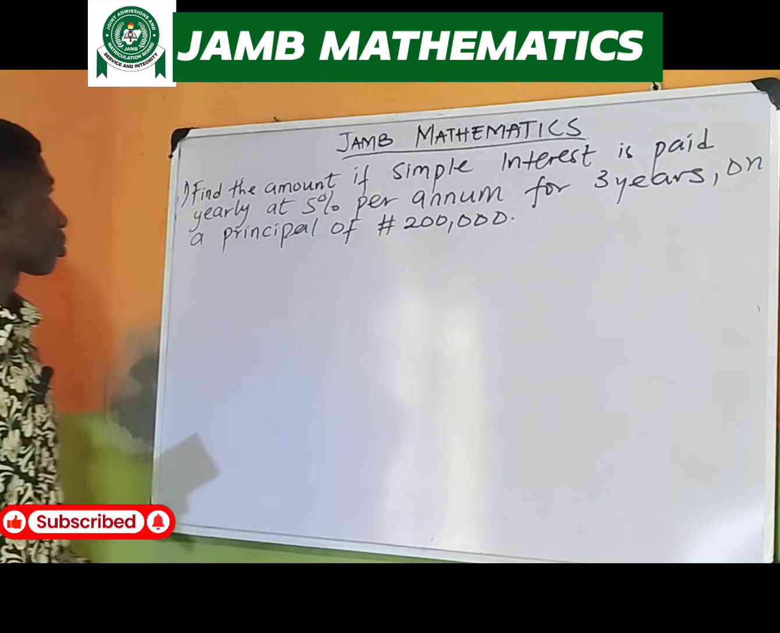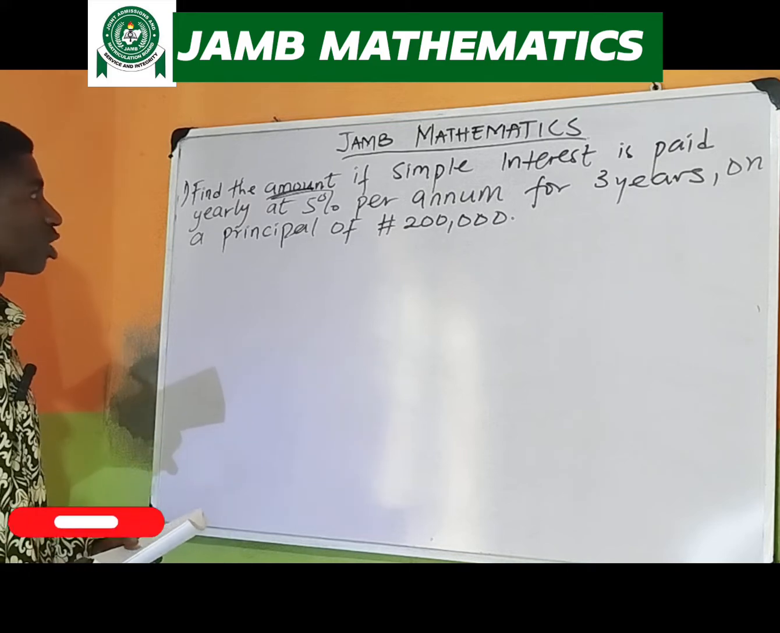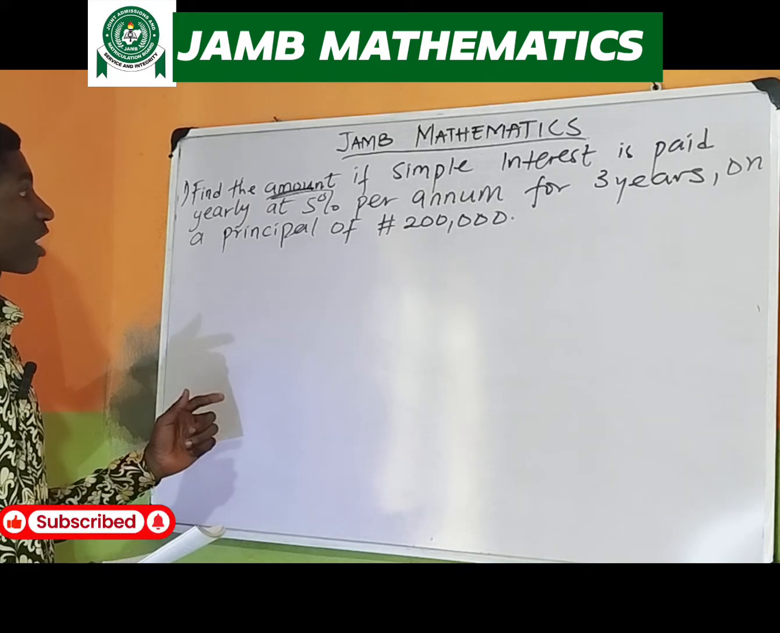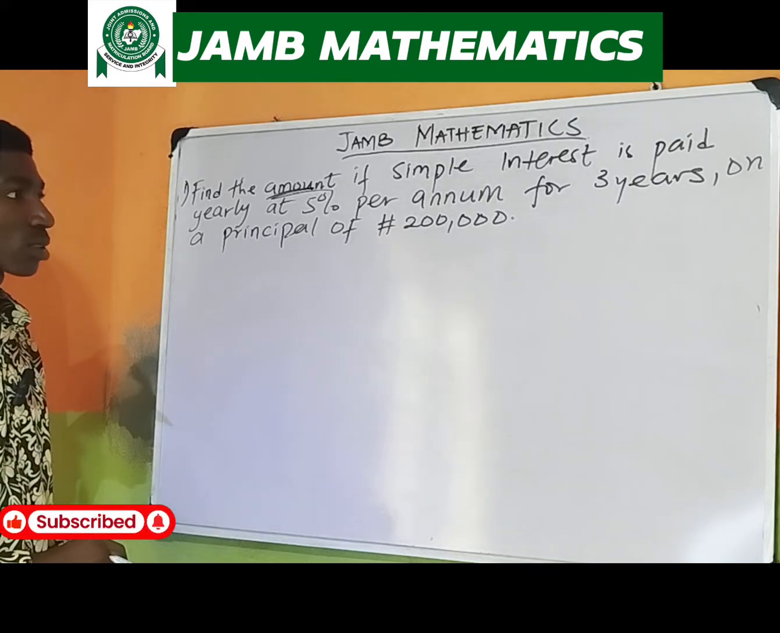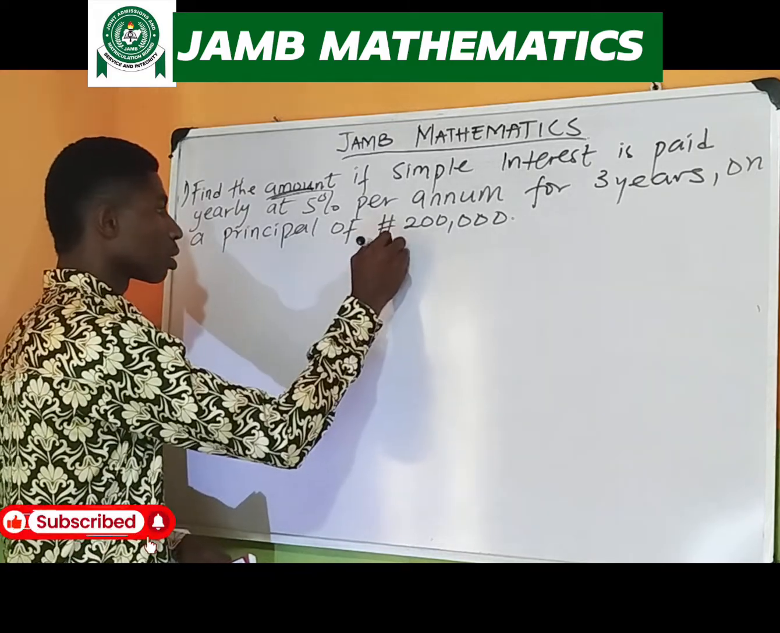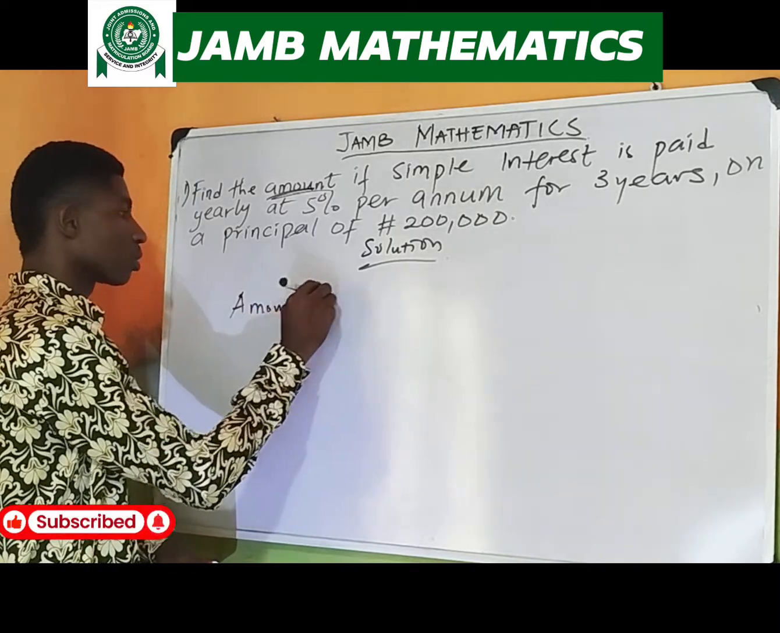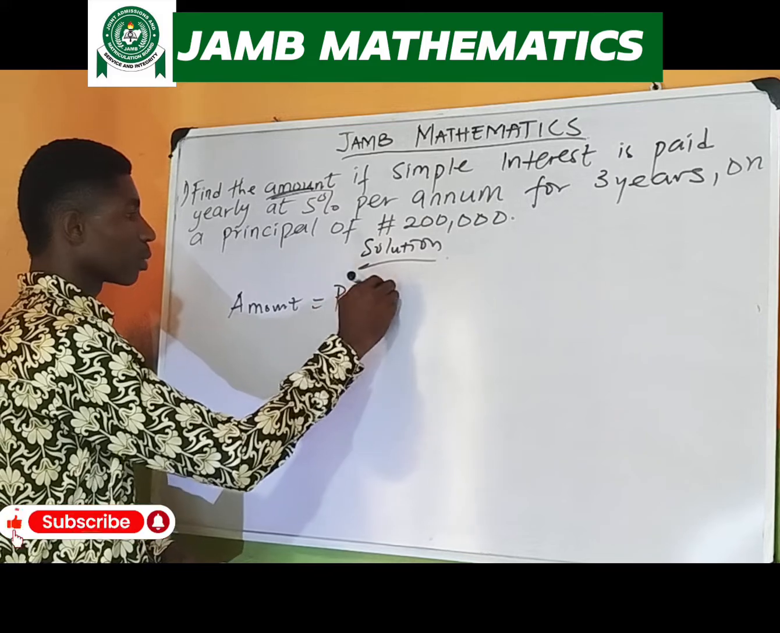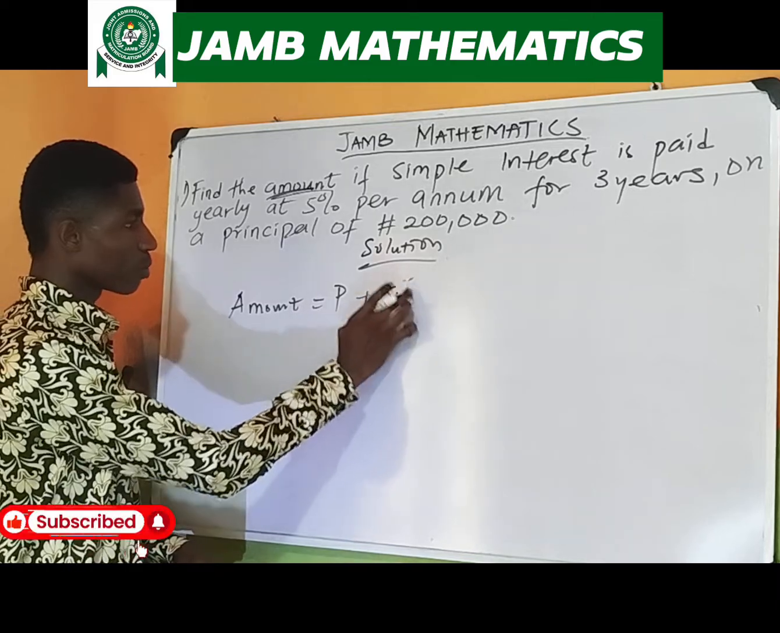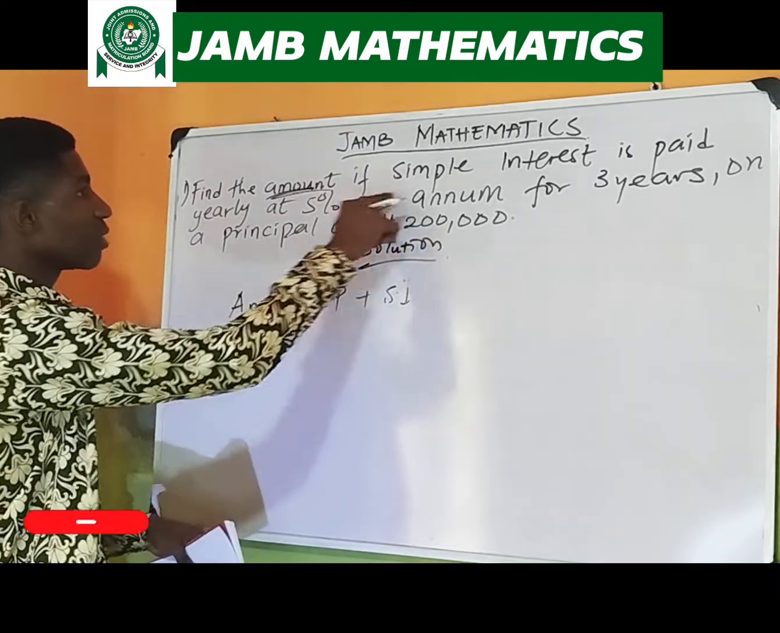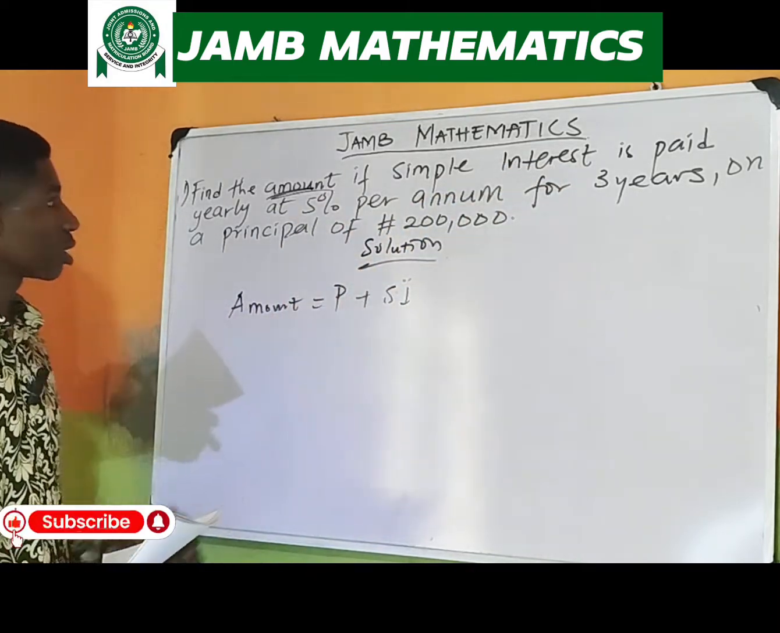Let's go. Our first question. Find the amount if simple interest is paid yearly at 5% per annum for 3 years on a principal of 200,000. Quickly, the formula for amount is equal to principal plus simple interest. We have our principal, but we have to compute our simple interest now. The simple interest in this question was not given, so we're going to compute the simple interest from this question.